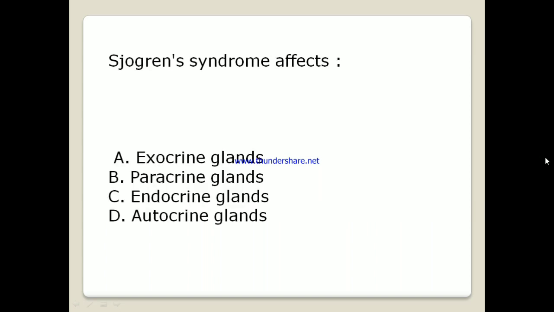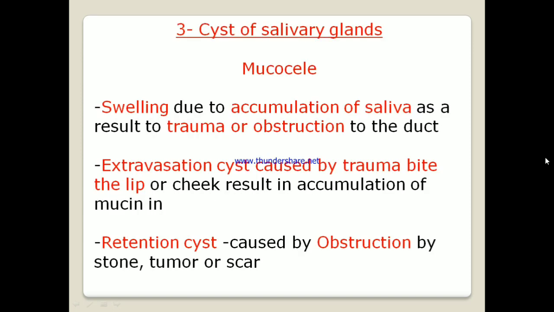Sjogren's syndrome affects: A. Exocrine glands, B. Paracrine glands, C. Endocrine glands, D. Autocrine glands. Answer: A, exocrine glands.